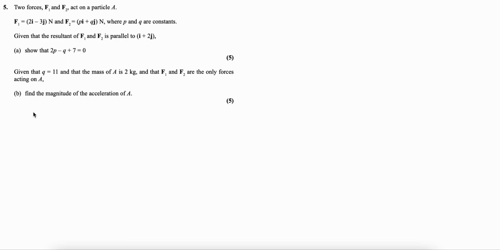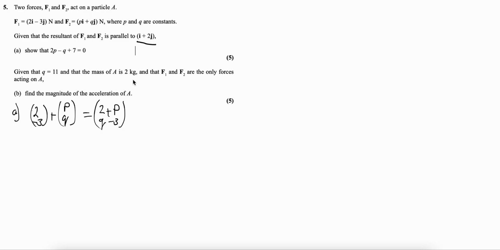So let's write them down as vectors. We don't have to, but that's what I would prefer. So we have (2, -3) plus (p, q), which would give you (2 plus p, q minus 3). And now we know it's parallel to i plus 2j.